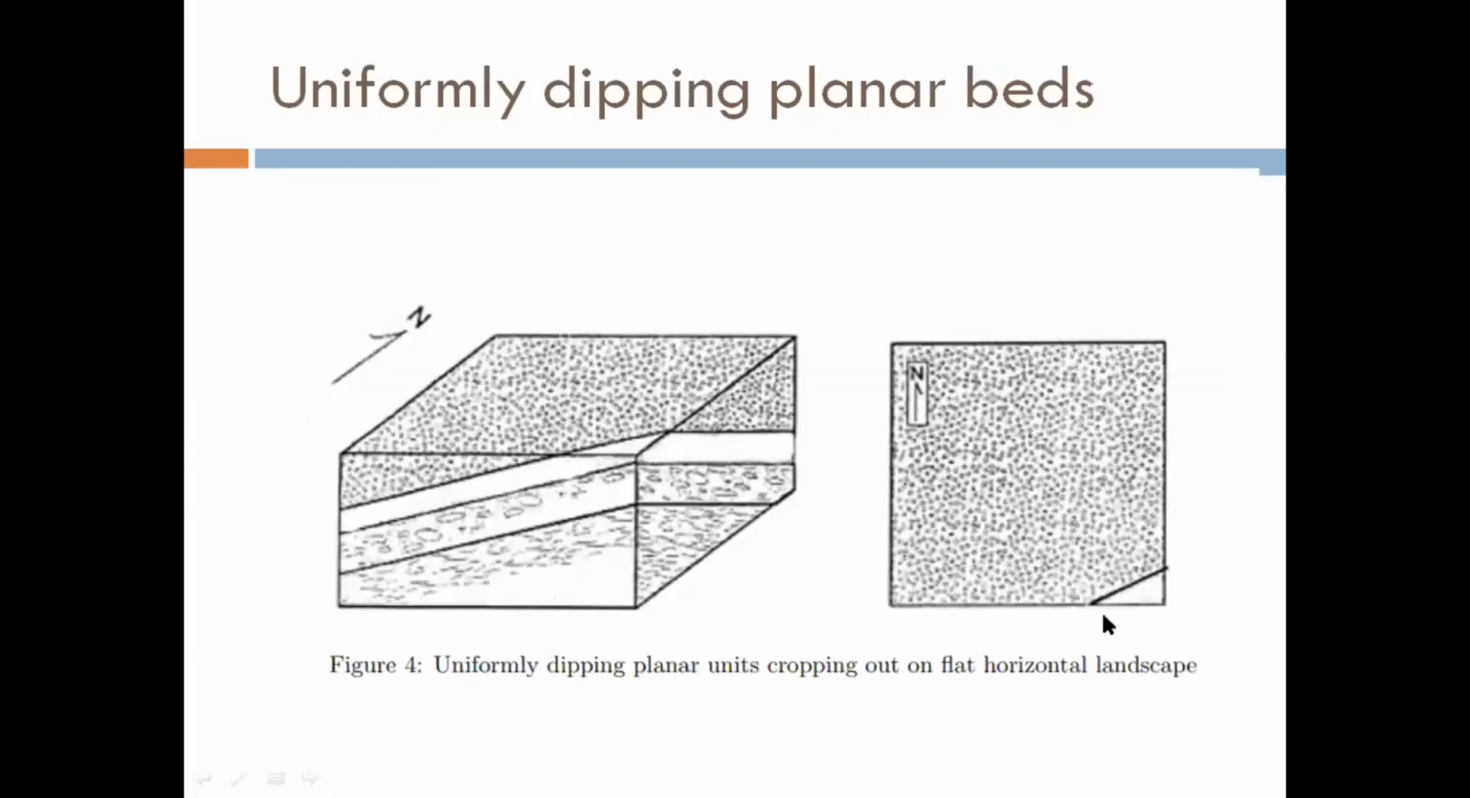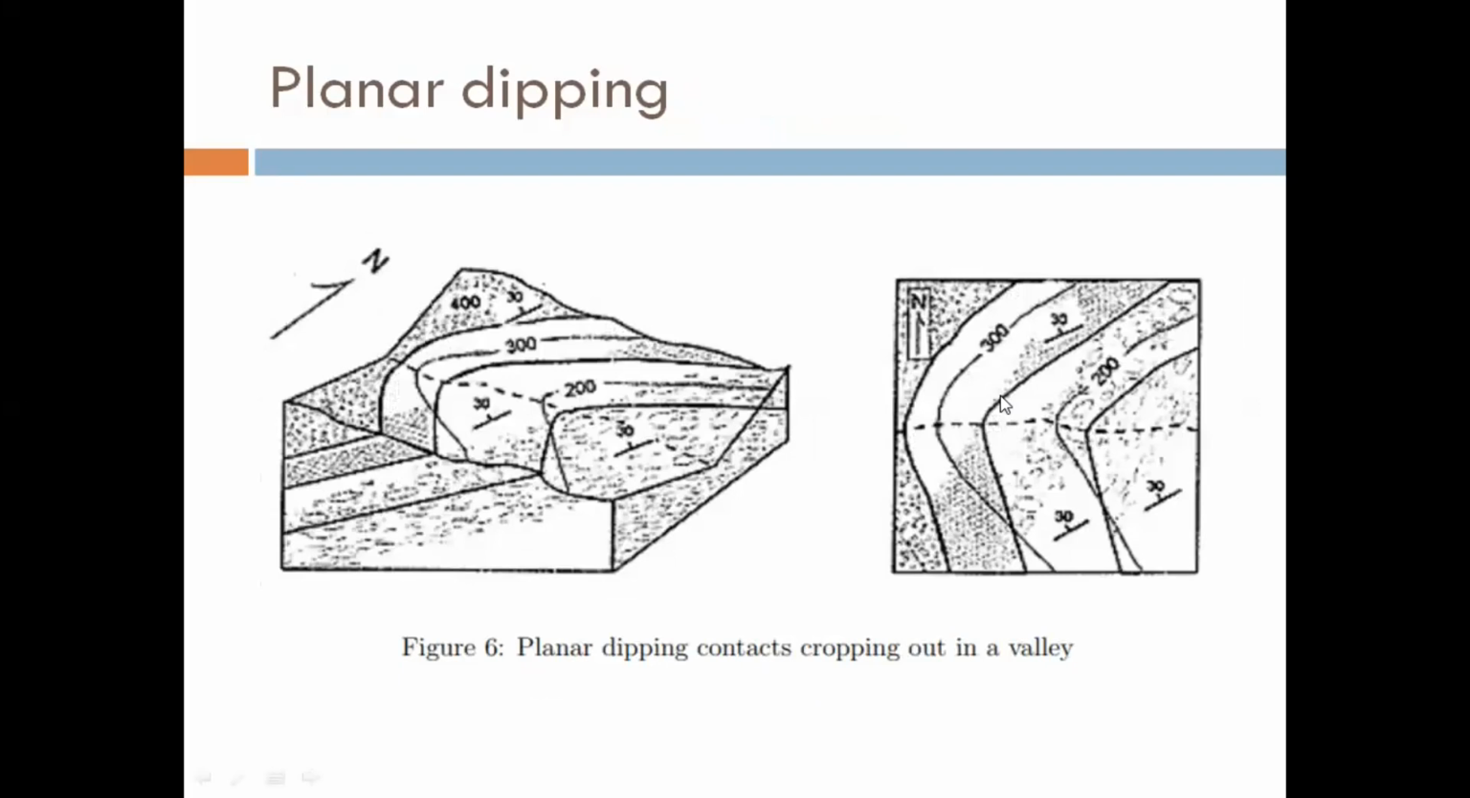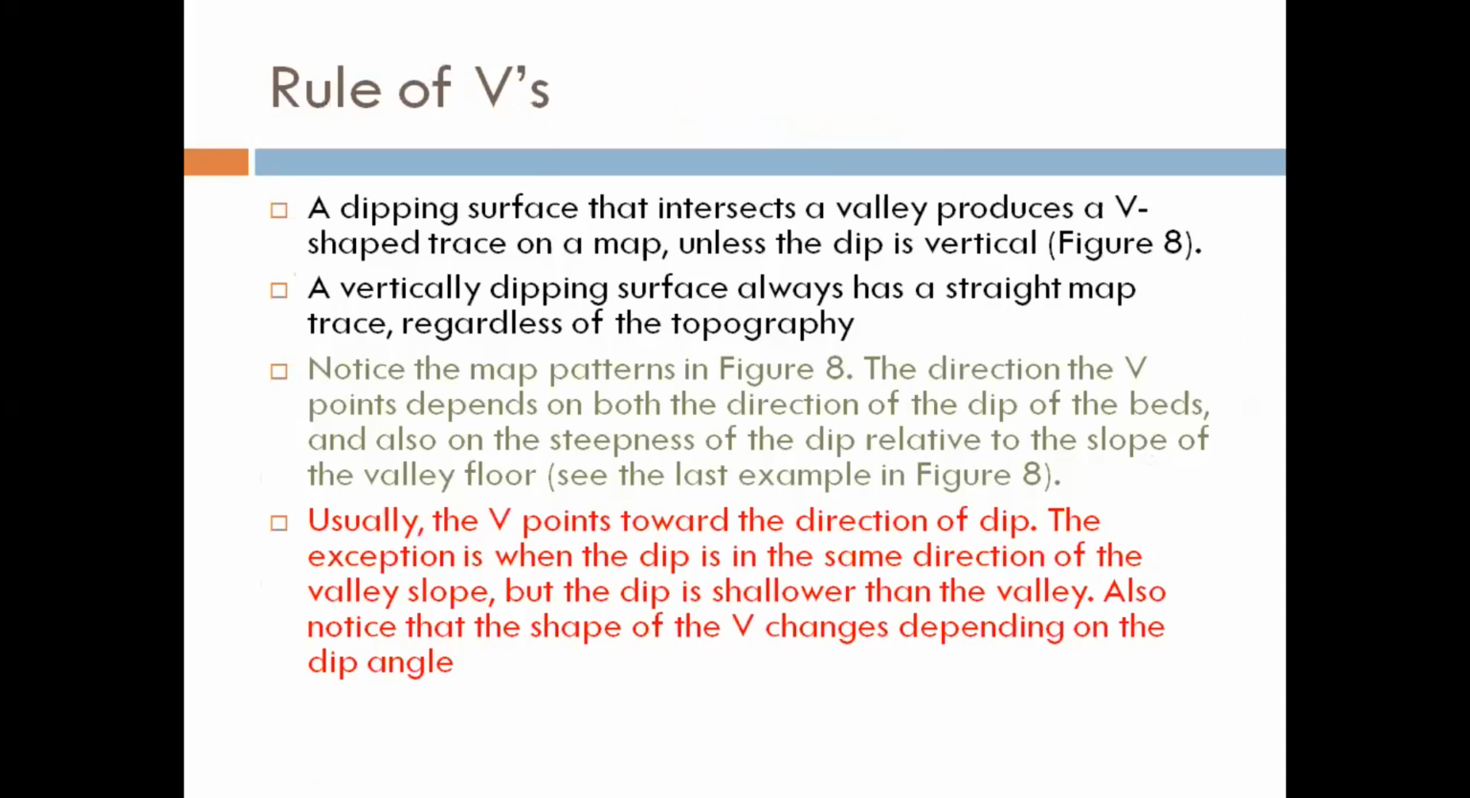Then we have a map pattern in which in one corner you see the exposure of one of the dipping beds. So it actually shows you the bedding planes that are slightly or flat dipping. Then we have some of the planar dipping beds. You can see that these beds are dipping towards this direction. You can call it northwest or maybe west. And similarly, you can see the map pattern of it. You can see the strike and dip symbol there. Then we have some of the planar dips and stuff like that.